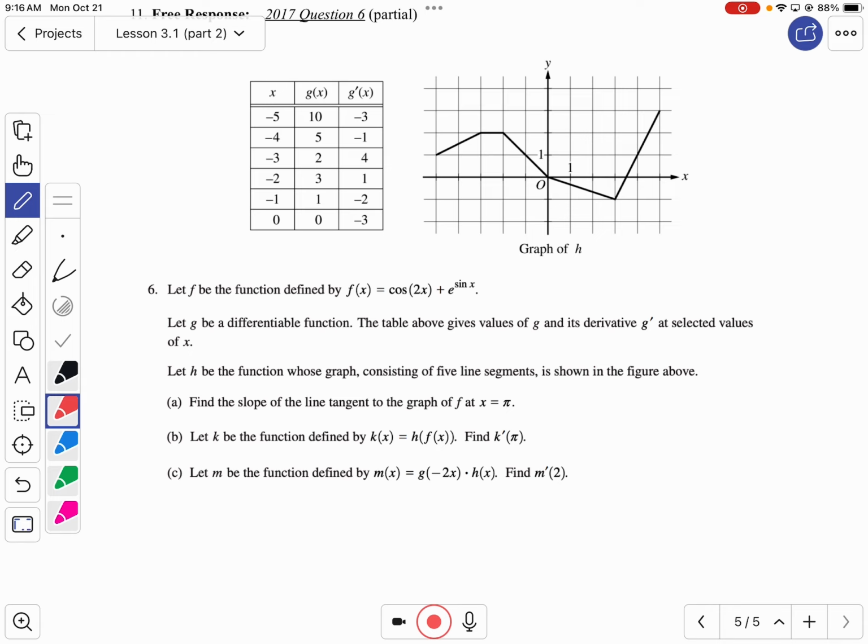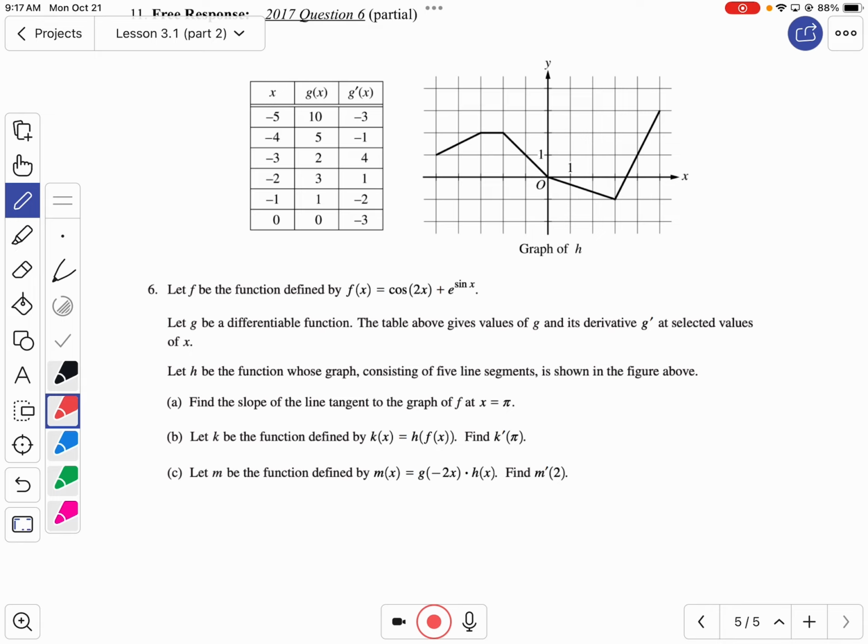All right. So let f be this function. There's a function f, 2x plus e to the sine x. Let g be a differentiable function. The table above gives g and its derivative. And then let h be a function whose graph consists of the 5 line segments shown in the figure below.